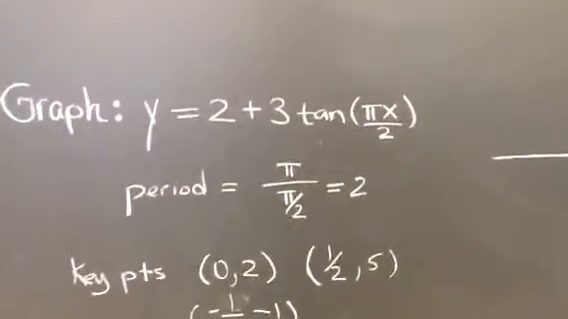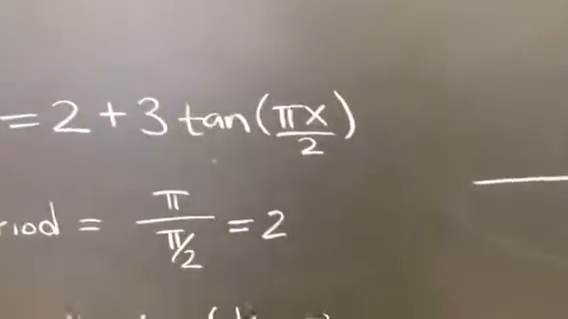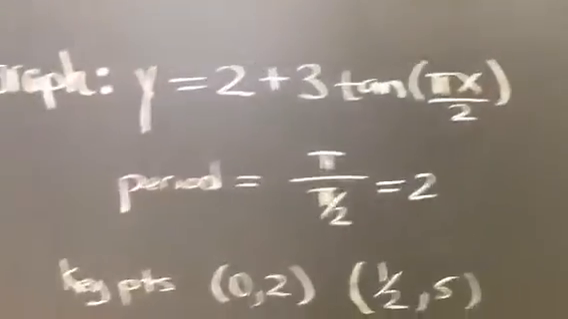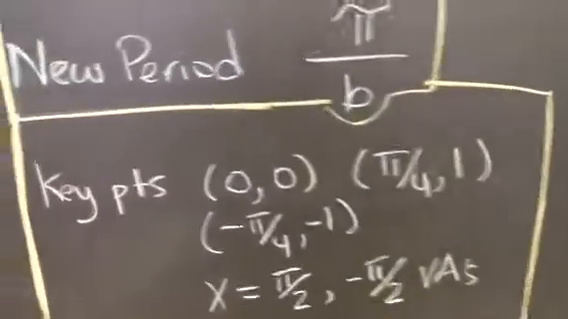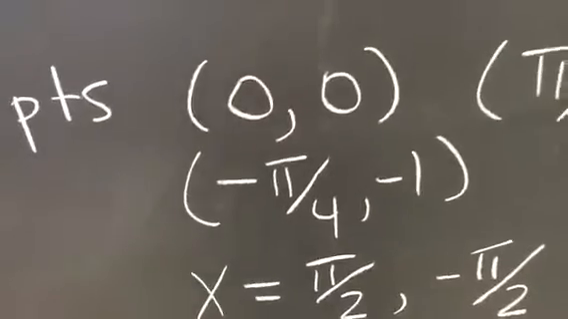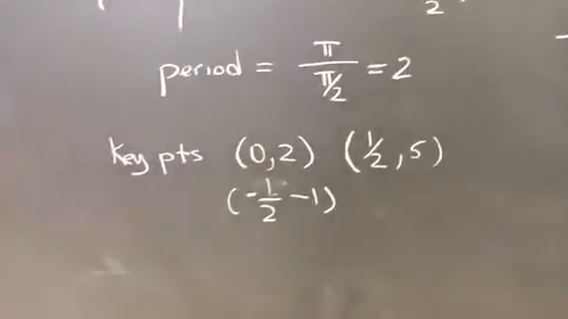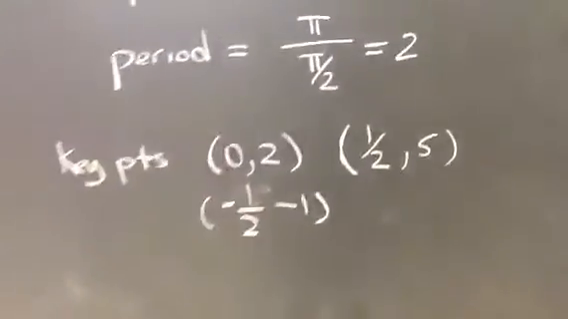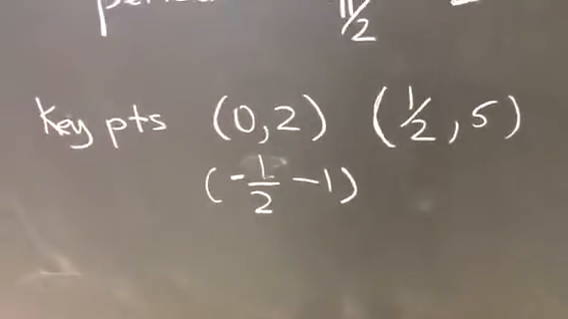Now if we do this process, first thing we have to do is take all of the x values and divide the x values by pi over 2. So here are the original key points. We have to take all of these x values, 0, pi over 4, negative pi over 4, even the vertical asymptotes, and divide them by pi over 2. So when we do that, we end up with these new key points. I've only listed 3 of them, but they are (0, 2), (1/2, 5), (negative 1/2, negative 1).